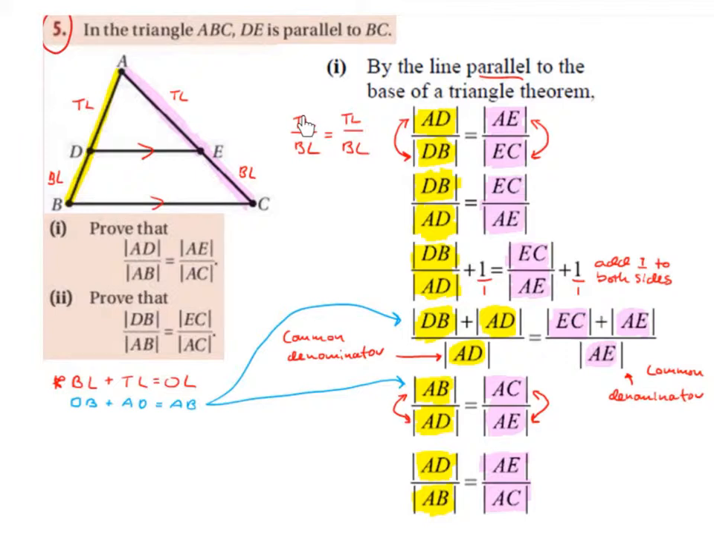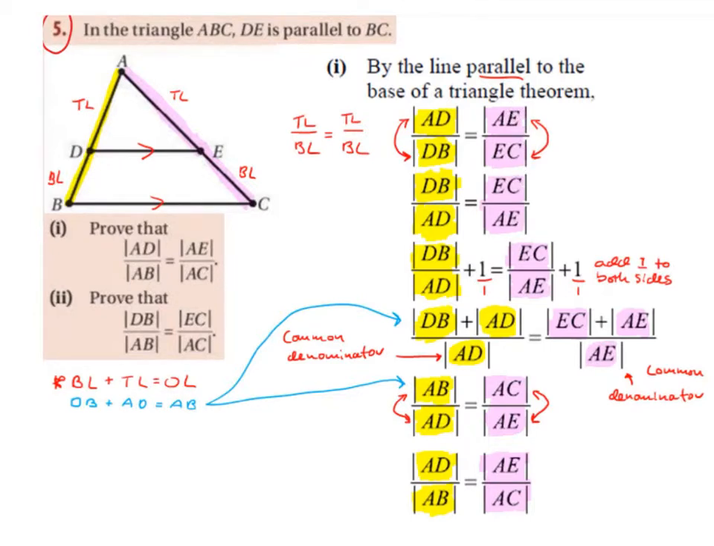The top length on the left hand side is AD, so AD is our numerator in the first fraction. The bottom length on the left hand side is DB, so DB is the denominator. Then the top length on the right hand side is AE, divided by the bottom length on the right hand side, which is EC. So we have AD over DB equals AE over EC.